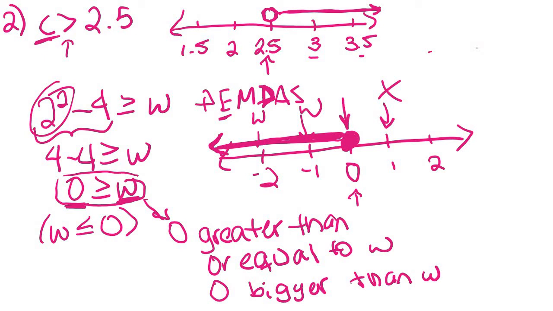So even if it's not in the right order where the variable is first, you can just ask yourself, that key number, do I want my variable to be bigger than it or smaller than it? And then that'll tell you which way your arrow needs to go.